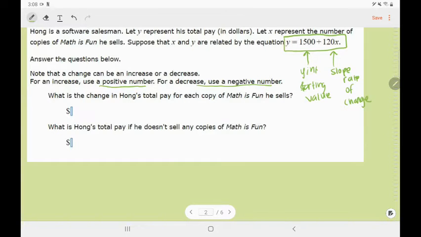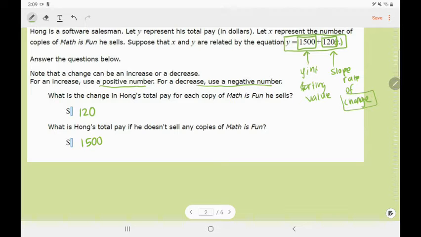So as I go back to the question and it asks, what is the change in Hong's total pay for each copy of Math is Fun he sells? Well, notice it's the rate of change. So 120 is my change for each copy that he sells. So my answer is 120 for the first part. What is Hong's total pay if he doesn't sell any copies of Math is Fun? Okay, well, if I don't times this by 1 for selling one copy or 2 for selling 2 copies, he just is going to start with his starting value, which is 1,500.